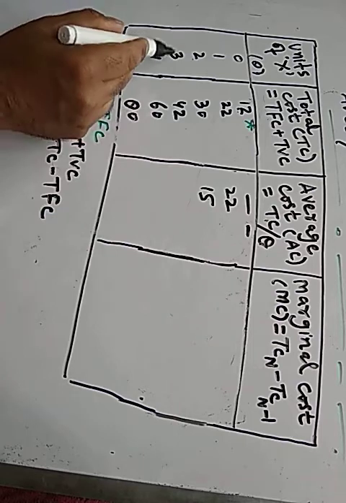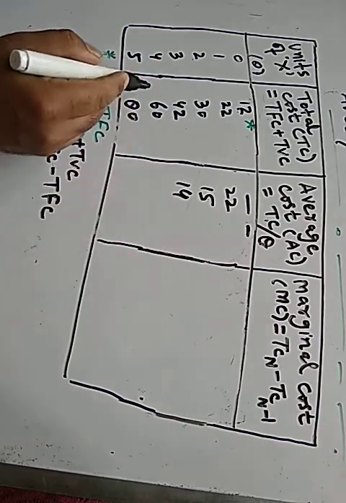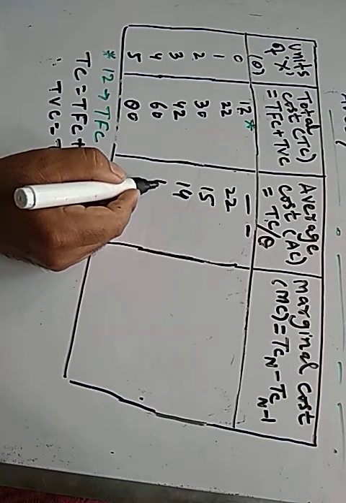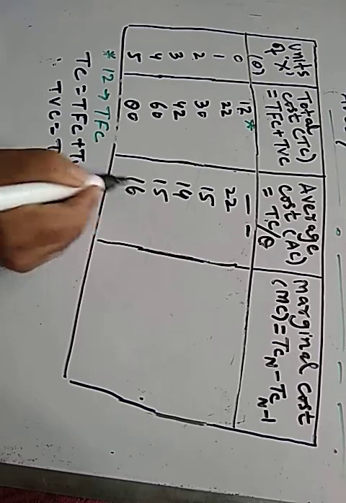Then it will be 42 divided by 3, it will be equal to 14. 60 divided by 4, it will be equal to 15. 80 divided by 5, it will be equal to 16.